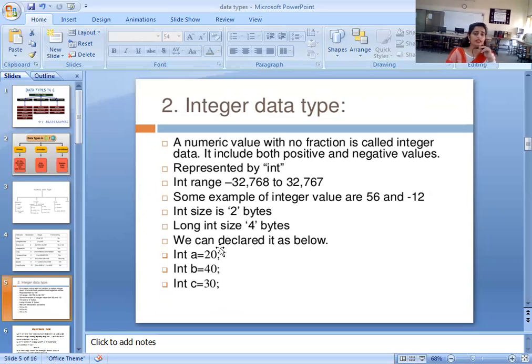So whenever we need to declare an integer number in our program, whenever we will be writing the program, it will be declared as int a = 20, 30, 40, 50, whatever number you need to mention, right? So integer is a data type, a, b, c here are the variables, and these are the integer numbers that we are assigning to these variables, right?